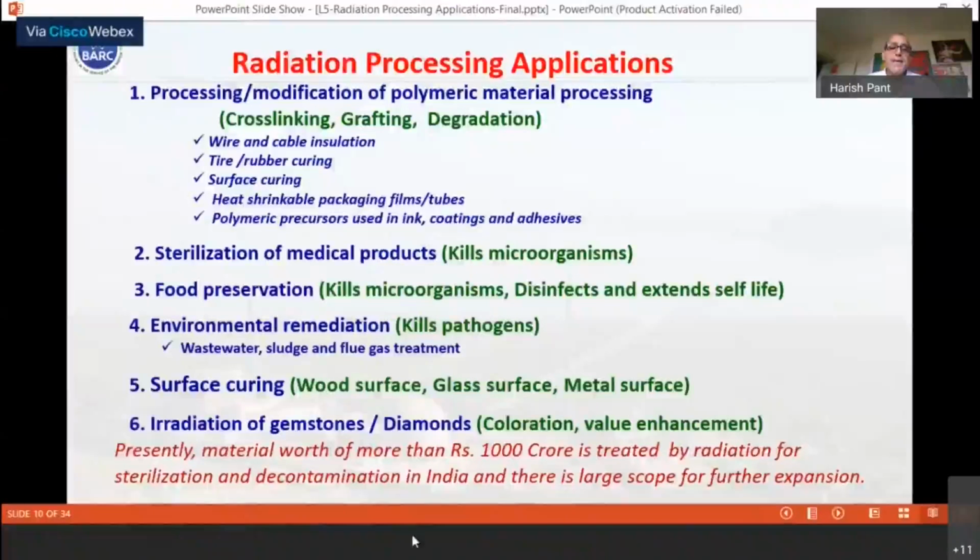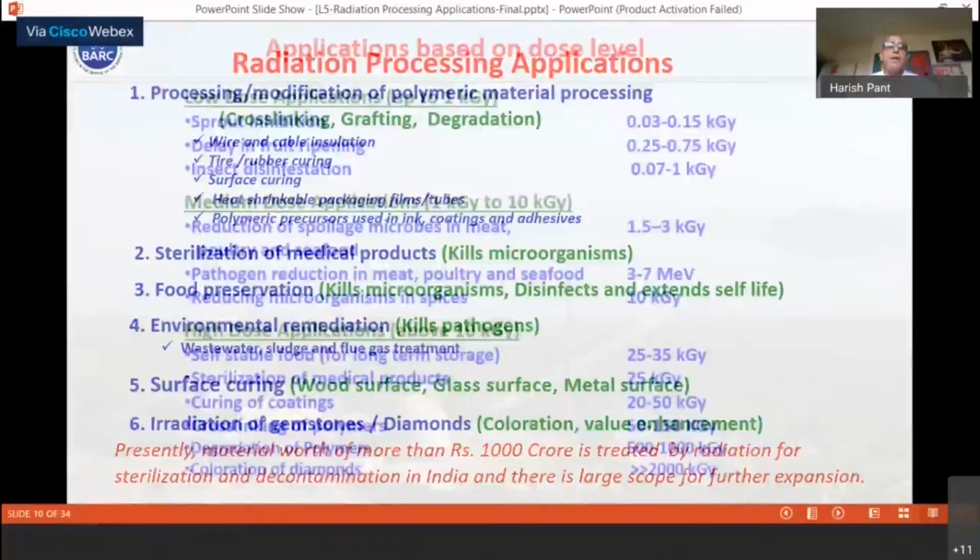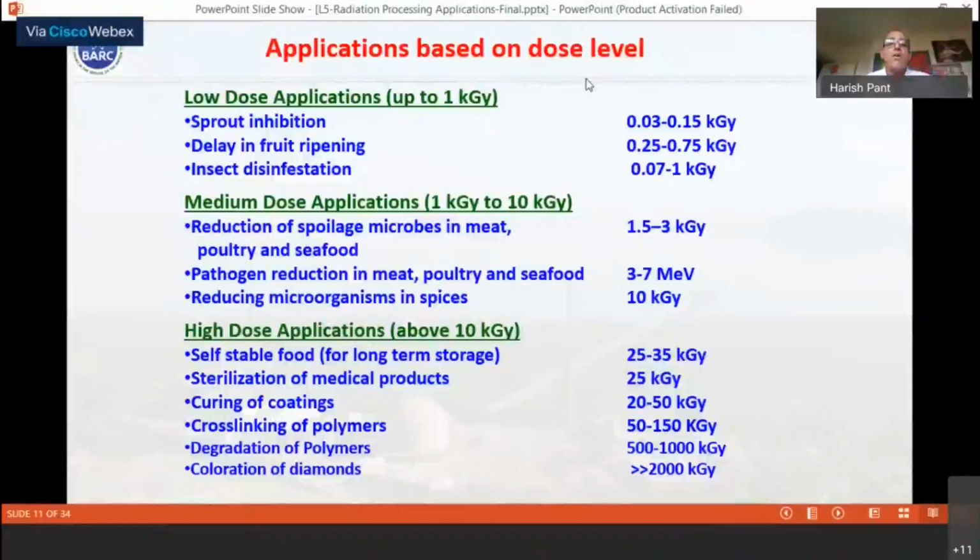So presently in India, products worth more than 1,000 crores of rupees are treated by the radiation processing technology, but this is a very small amount. There is a large scope for further enhancement of these processing applications. Now let us see what are the different doses for the different processes. Like we have the sprout inhibition, and it requires around 0.03 to 0.15.